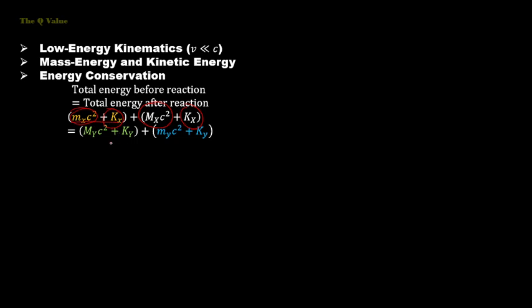After the reaction, a new nucleus is formed called daughter nucleus, and it has a mass energy my c square and kinetic energy ky. An outgoing particle is formed which has a mass energy and the kinetic energy.